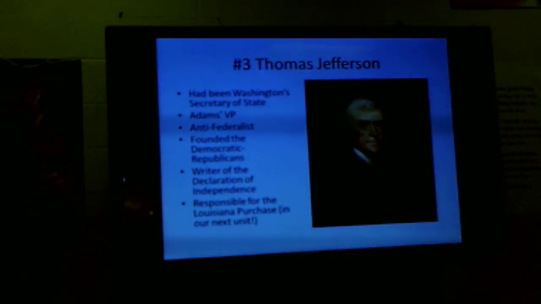So Thomas Jefferson had been Washington's Secretary of State. He was Adams's vice president. He was anti-federalist and founded the Democratic Republicans. He was the writer of the Declaration of Independence, and he was responsible for the Louisiana Purchase in our next unit. So he's done a whole lot of stuff.